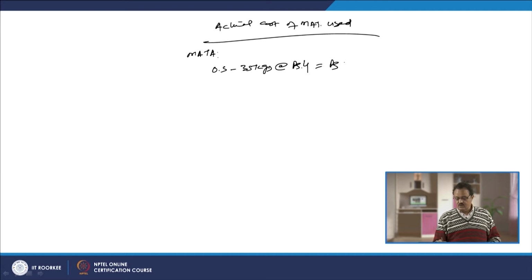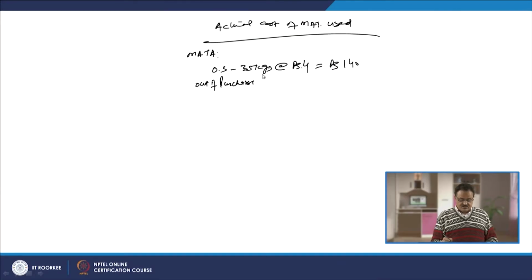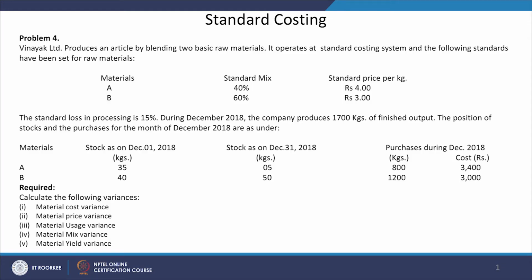This works out as 140 total amount. Now, check how much of the purchases is used. How much purchases did we do? Purchases during the month of December were 800 kgs, and the cost we have paid is 3400. So, you can easily find out that the price is 4.25. Out of purchases, 795 kgs is used, because the closing stock given here is 5 kgs.